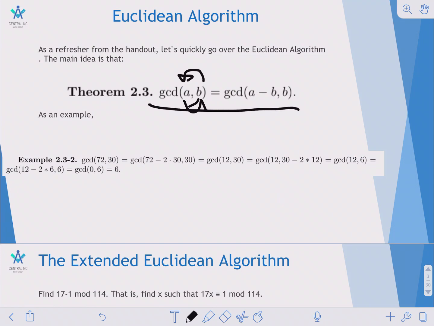So here's an example. Suppose you want to find the GCD of 72 and 30. What you do is you subtract 30 from 72 twice. That leaves you with 12 and 30. Then you subtract 2 12s from 30, which leaves you with 12 and 6. You subtract 2 6s from 12. You're left with 0 and 6. And that's just 6. So 6 is the GCD of the two numbers. Alright, so that's basically the Euclidean algorithm.